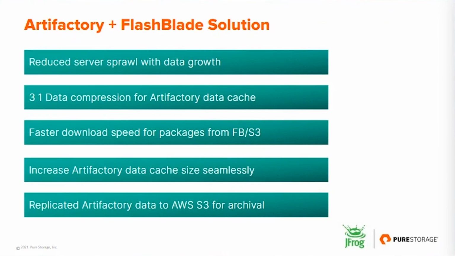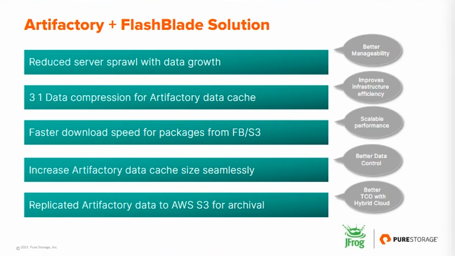So just to wrap this up, in the next two slides, I'm going to talk about what exactly I'm trying to accomplish in this entire validation. We started off with challenges like server sprawl. We're going to get rid of that. We're replacing that with something like FlashBlade, which has both file and S3 support. We've seen data compression, as I said, for the cache volumes, which are sitting over NFS.